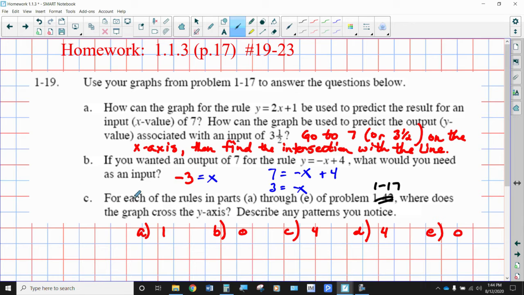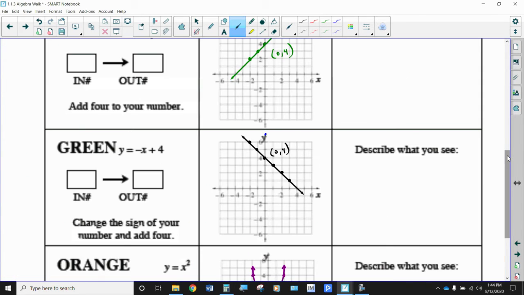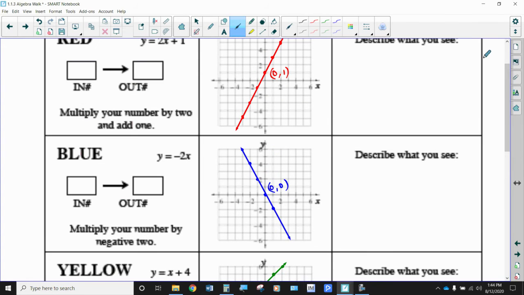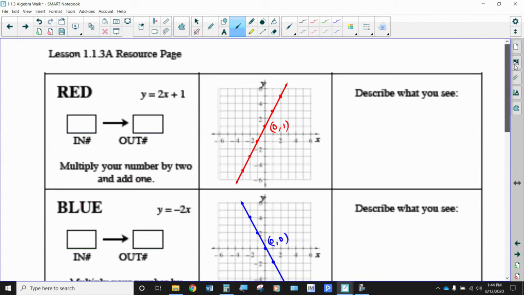Okay, and part C, for each of the rules, identify where the graph crosses over the y-axis. So these are what we would call y-intercepts. On every one of your graphs, we've got a line that extends and will go through the y-axis.